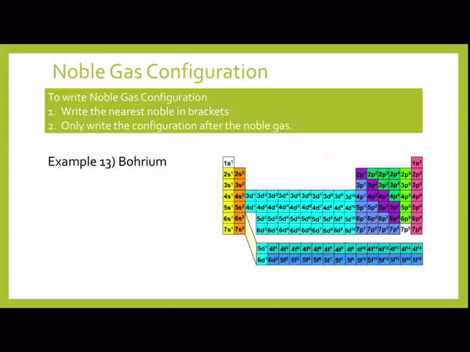Bohrium. This is in the d block. And we write the noble gas before it, radon. We have 7s2, 5f14, and 6d5. And our last example, radium. It's a group 2 element. So we write the noble gas, Rn, and 7s2.